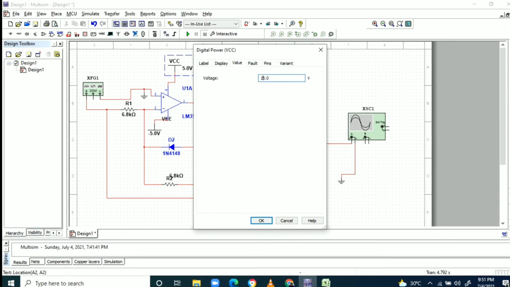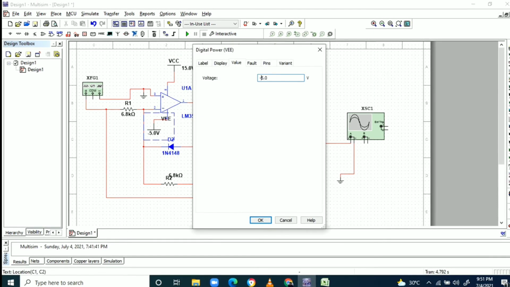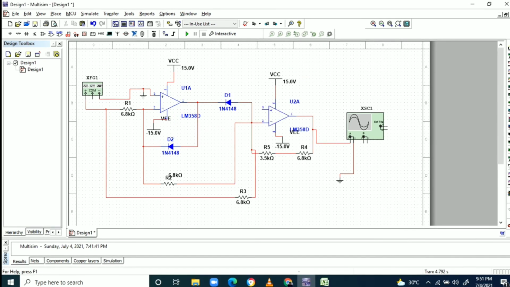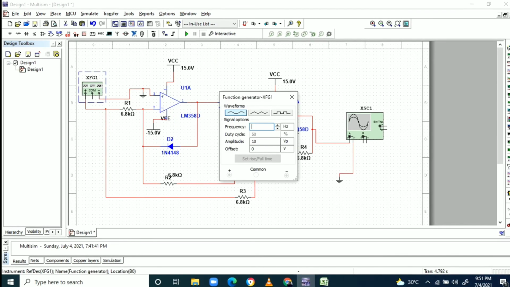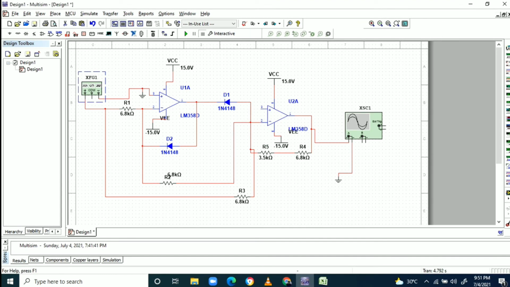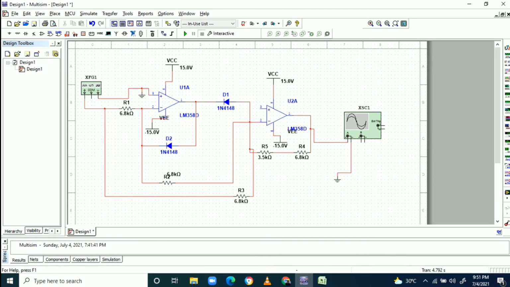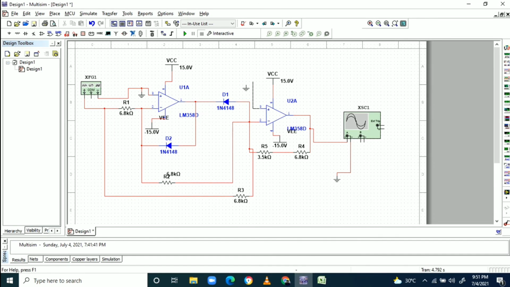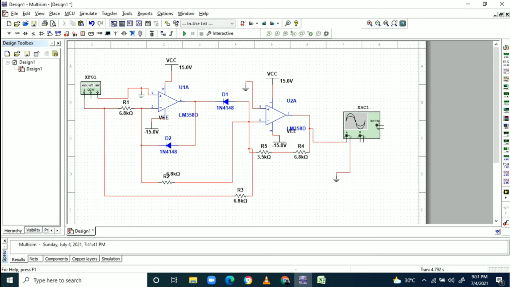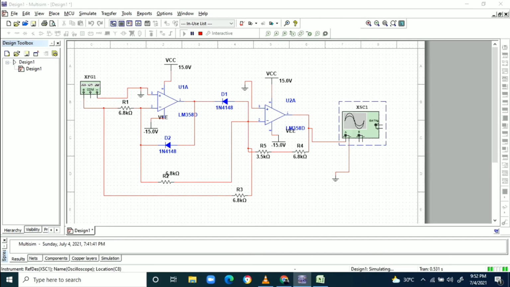Now also change the value to plus 15 volt and minus 15 volt for the biasing voltage of the op-amp. And the input is a sinusoidal signal with frequency 50 hertz and amplitude 2 volt, which we have fixed as the input. Now the diagram is almost ready. Now let us run this diagram.